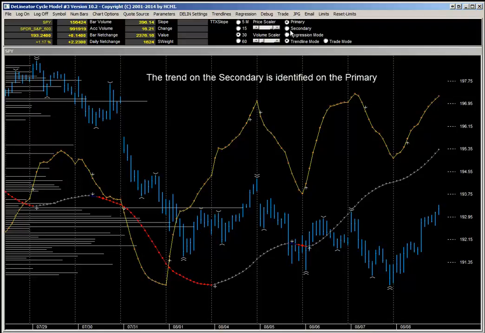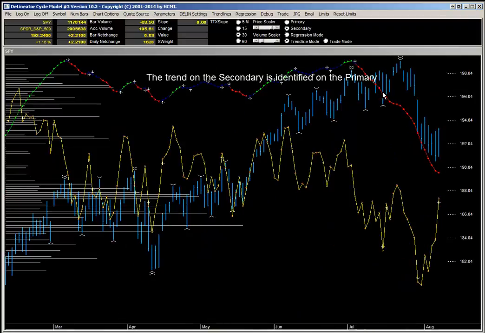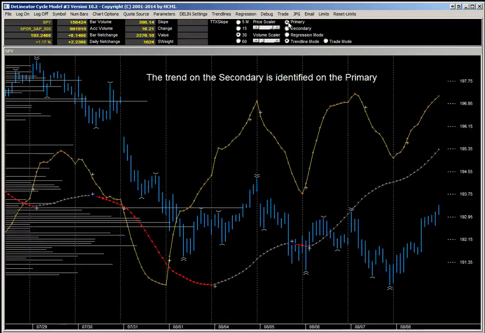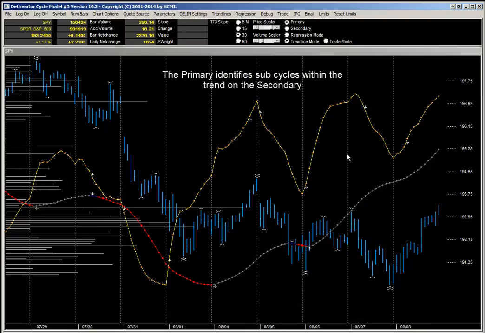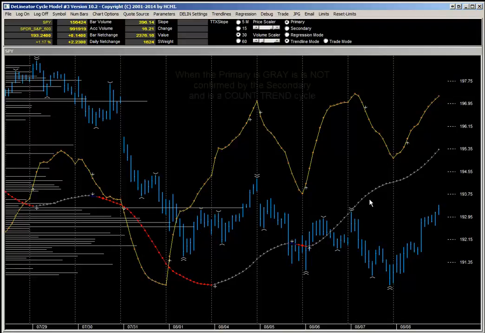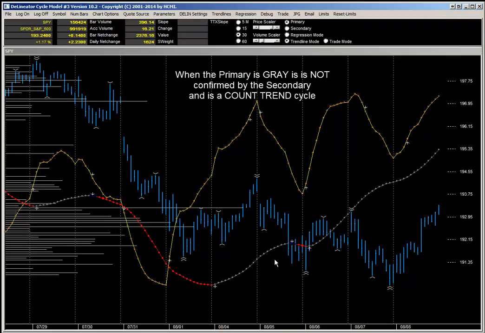Well, we use two time frames. We take the secondary's trend and we superimpose it on the primary, which identifies subcycles within the trend on the secondary. So when the delineator on the primary is gray, it means that the direction of the primary delineator is not confirmed by the direction of the secondary.